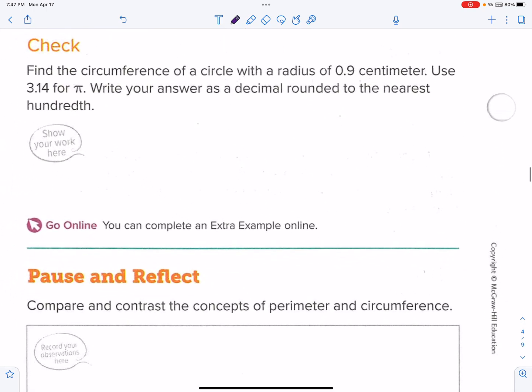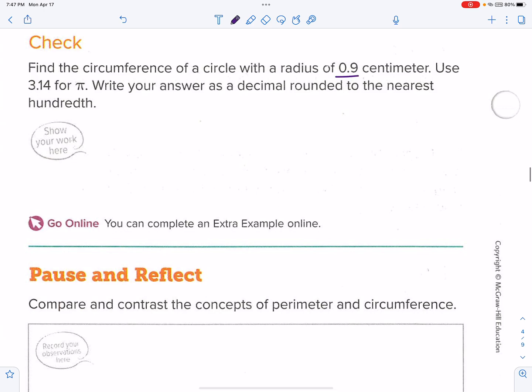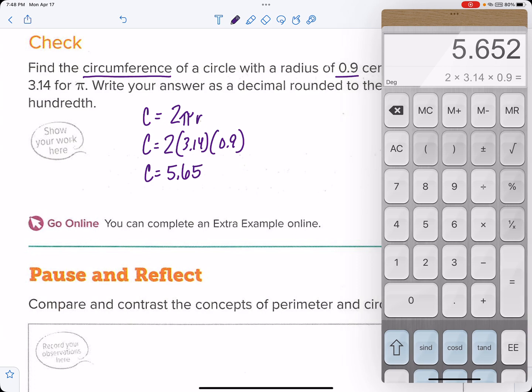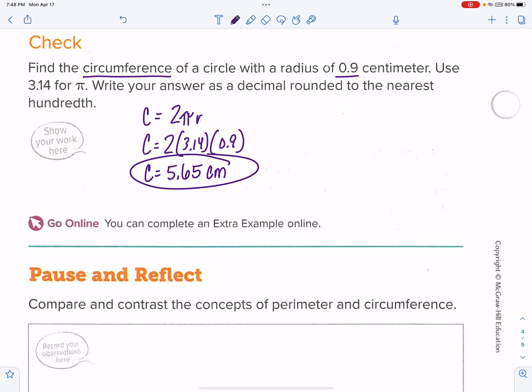All right, let's go ahead and check. Have you try this out? The radius is 9/10 of a centimeter. What is the circumference? Go ahead and pause and you can try it out on your own. All right, here's what we got. I'm going to use circumference equals 2 pi r, since I know the radius. Plug it into my calculator, 2 times 3.14 times 0.9, and we get circumference is 5.65 rounded. And let's look if there's any units. There is centimeters, and there we go.